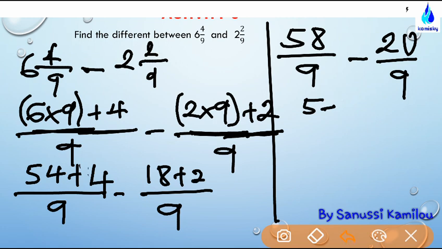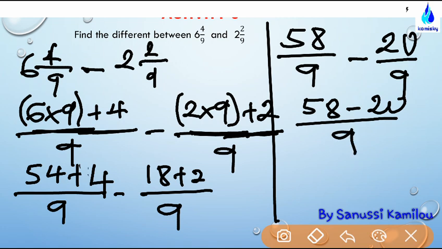We find the difference at the top, which is 58 minus 20, all over 9. Are you there? Okay. So what do you think will be our answer? Let's do it here. 58 minus 20.